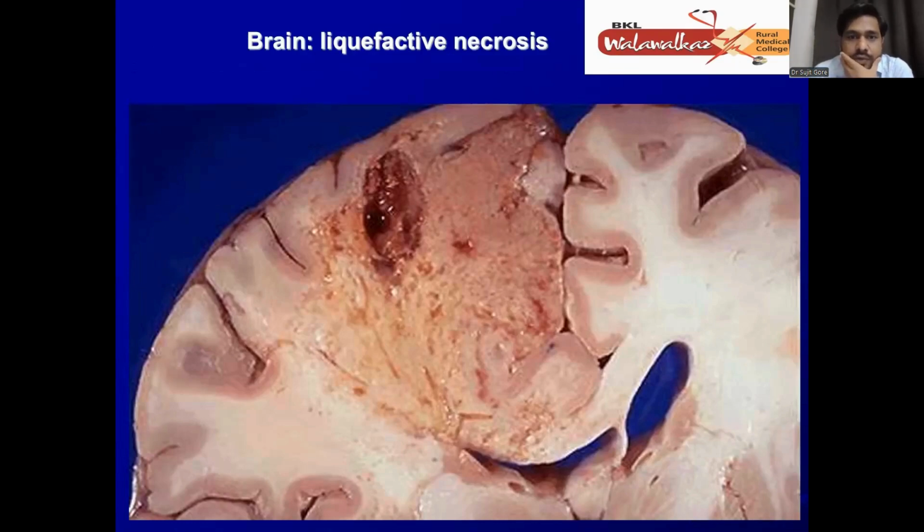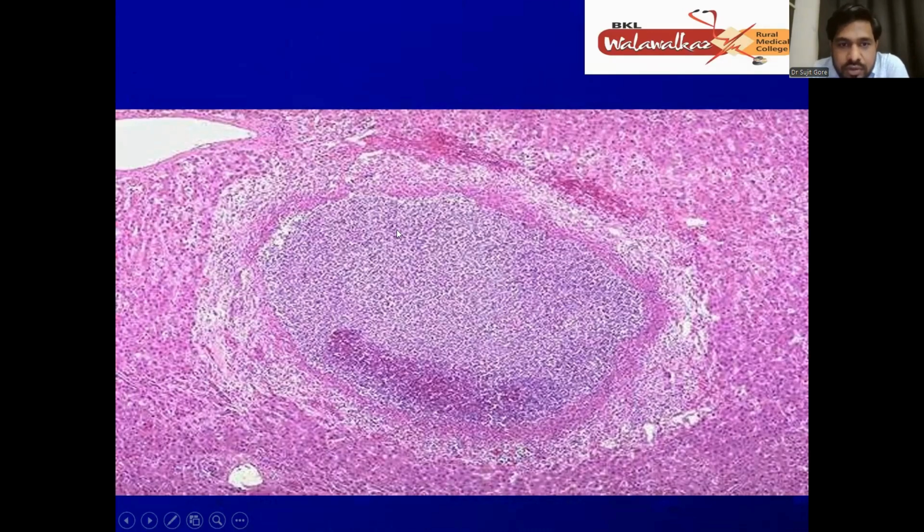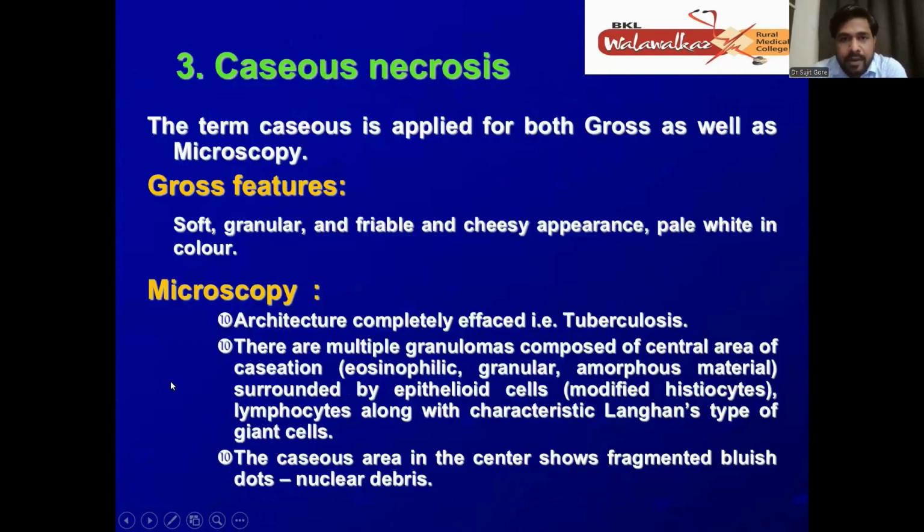Now, this is the brain tissue showing the liquefactive necrosis. This is the necrotic focus of the brain, and this is the normal or viable brain parenchyma. This is the liquefactive necrotic focus. This is also the brain focus, and this is the surrounding viable brain parenchyma.